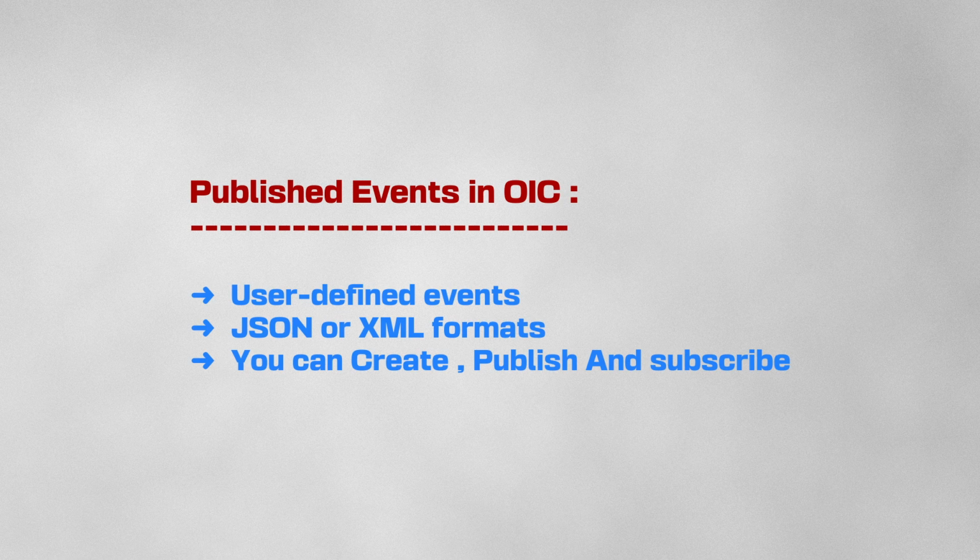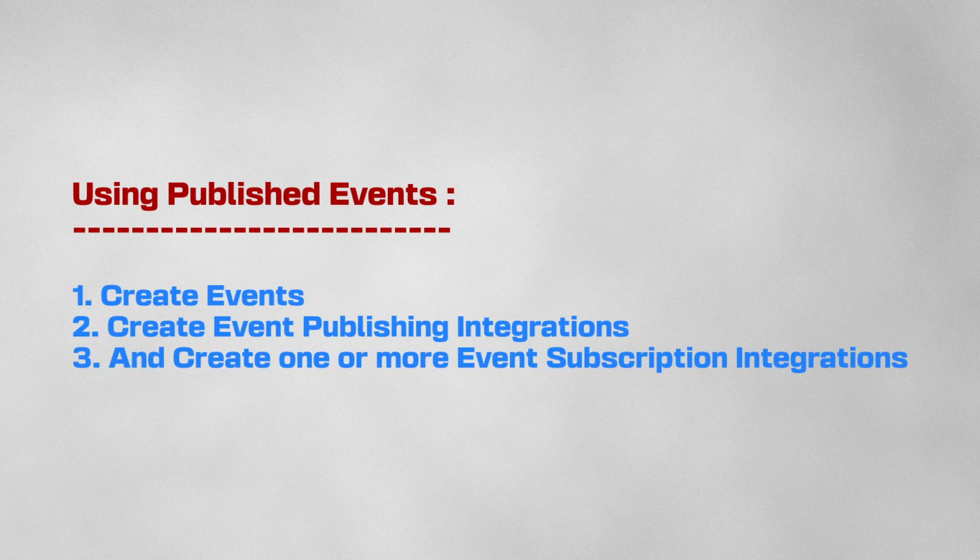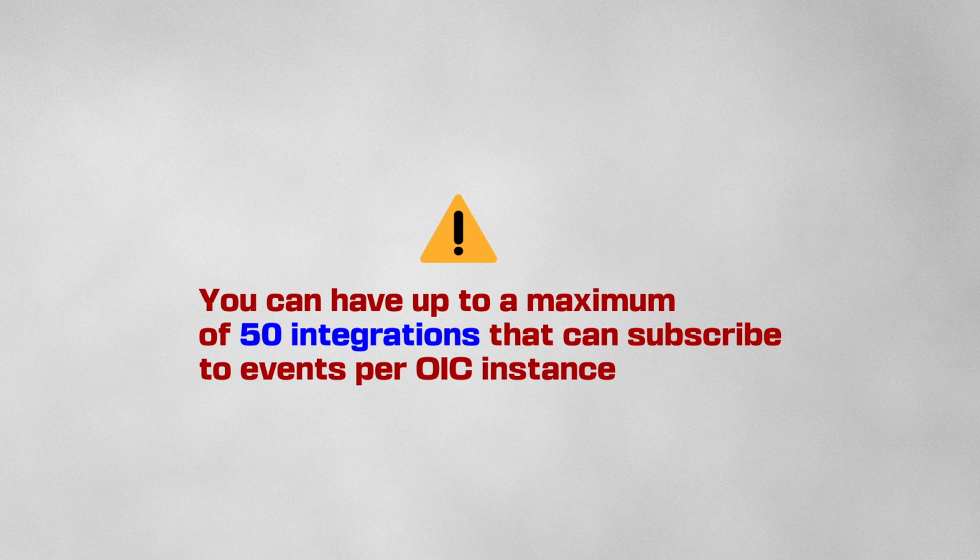The other type of events are published events. They are user-defined events that you create, publish, and subscribe to. You define the event payload structure using JSON or XML formats. These are the most commonly used events in real-world OIC applications, and that's what we will focus on today. Using published events in OIC involves three simple steps: create events, create event publishing integrations, and create one or more event subscription integrations. You can have up to a maximum of 50 integrations that can subscribe to events per OIC instance.